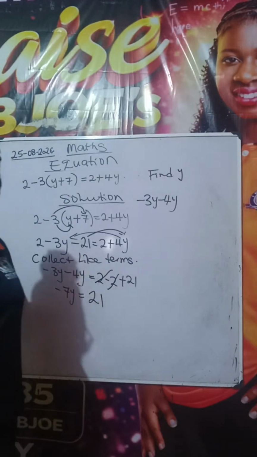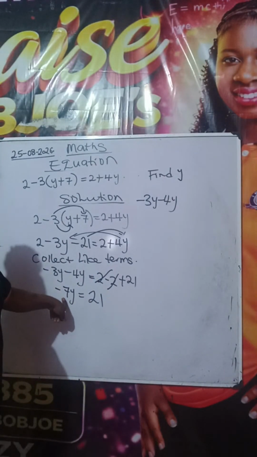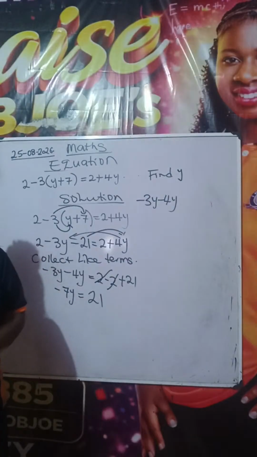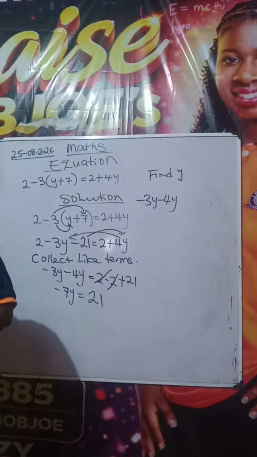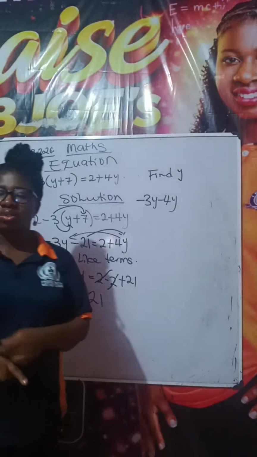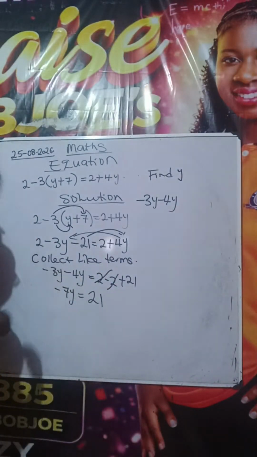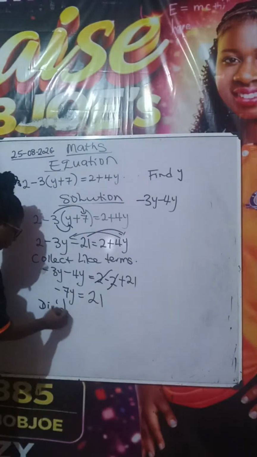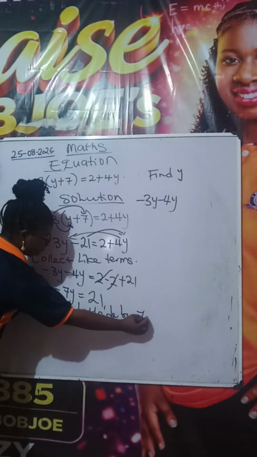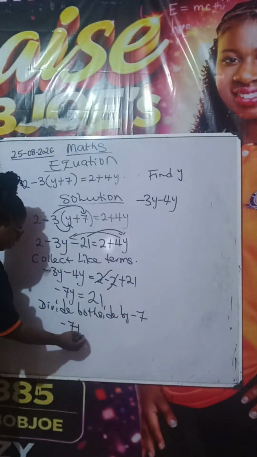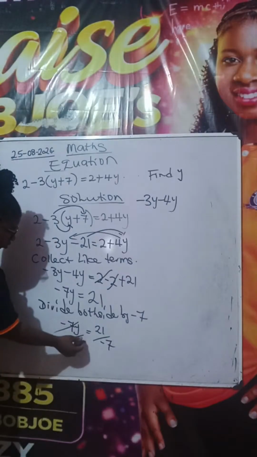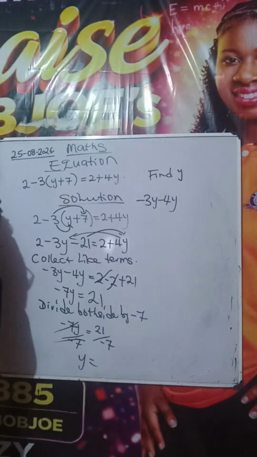Now what do we do next? The next thing to do is to remove this minus 7 from here. How will I remove the minus 7? How do we remove it? We need to divide both sides by minus 7. So minus 7y over minus 7 equals 21 divided by minus 7. So this is removed, and y is 21 divided by minus 7.